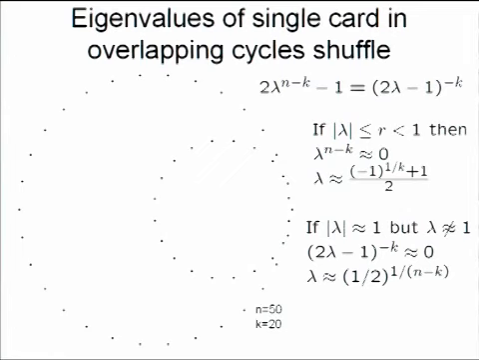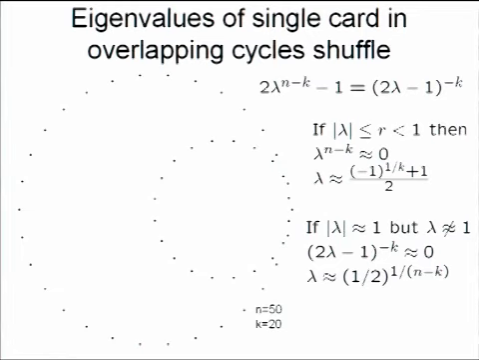Okay, so lambda is an eigenvalue of a transition matrix, and so we don't have to worry about the modulus being bigger than 1. But the other case that we have to look at is the modulus being approximately equal to 1. And we're going to assume for the moment that lambda itself, not its modulus, is not very close to 1.